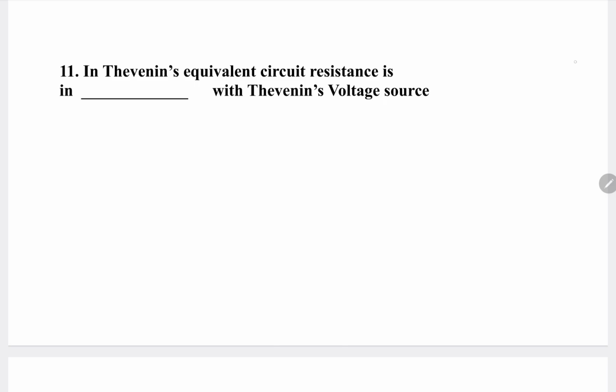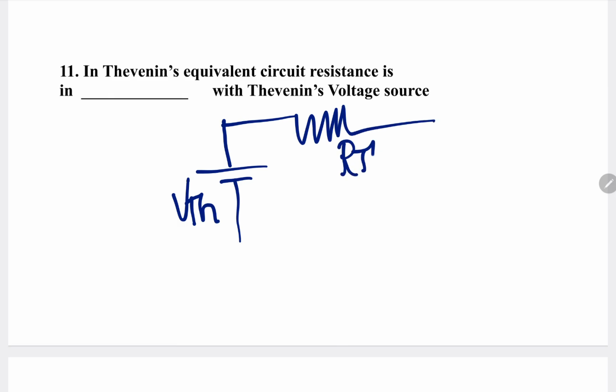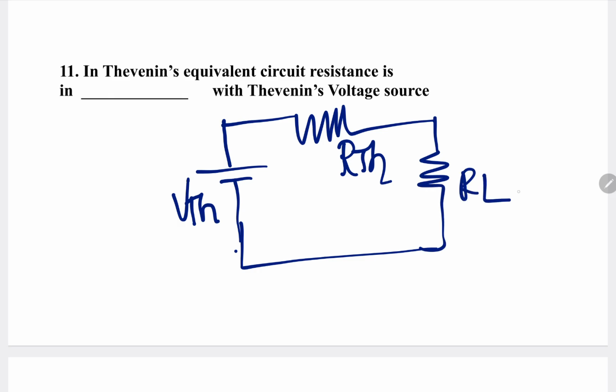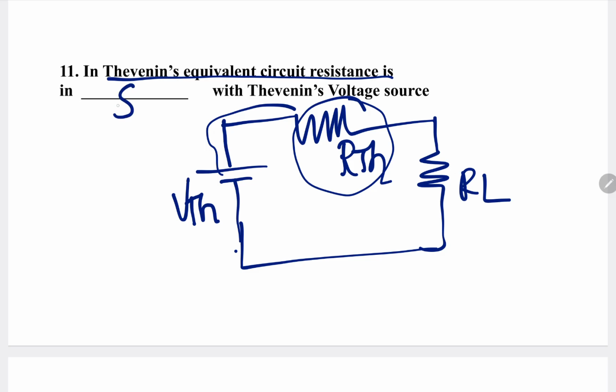Next question. In Thevenin's equivalent circuit, resistance is in dash with the Thevenin's voltage source. In Thevenin's equivalent circuit, we have one voltage source whose voltage is the Thevenin's voltage and one resistance, the Thevenin's resistance, which is in series with the load resistance. So the answer is series. The Thevenin's resistance RTH is in series with the Thevenin's voltage source.